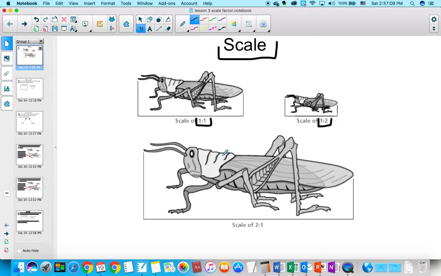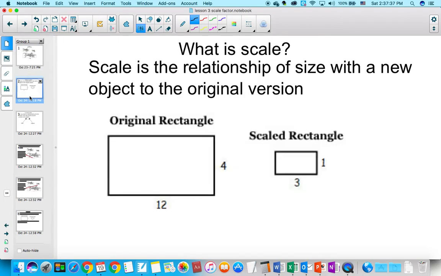And if you wanted to scale up the picture, if we wanted to make this 2 times bigger than the original size of the grasshopper, we would say that the picture is 2 and the grasshopper is 1. Because the relationship is that this picture is 2 times bigger than the original grasshopper. We'll go into more detail explaining what scale is, but this is essentially, in a nutshell, what scale is all about. Scale is the relationship of size of a new object to the original version.